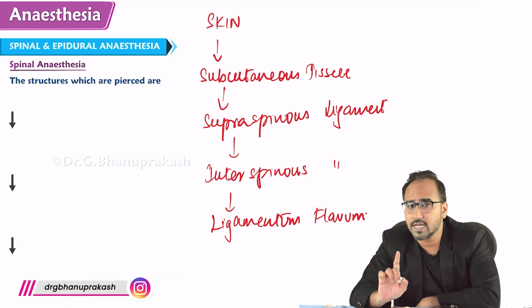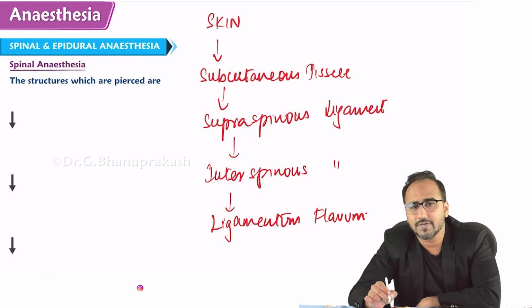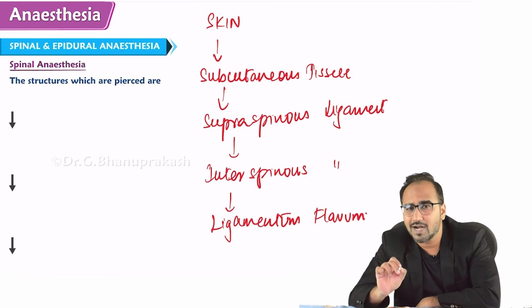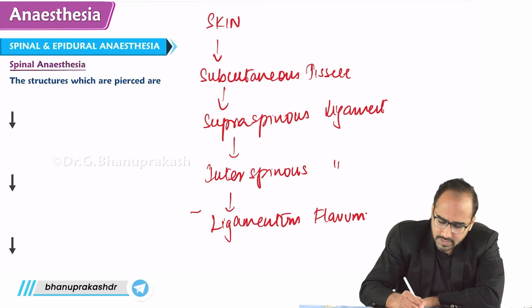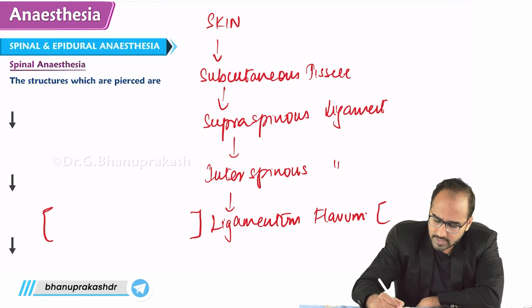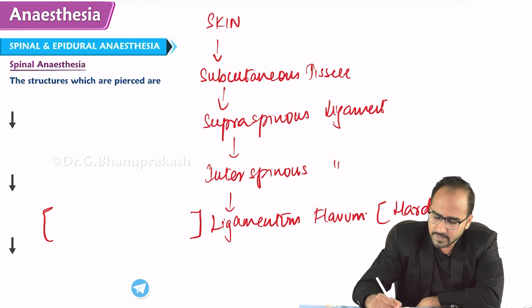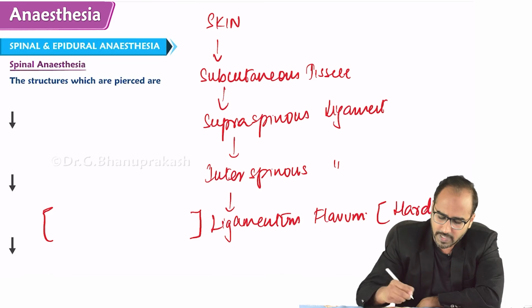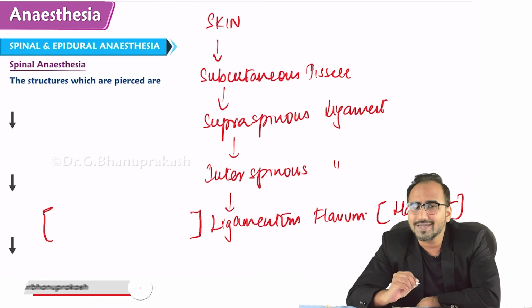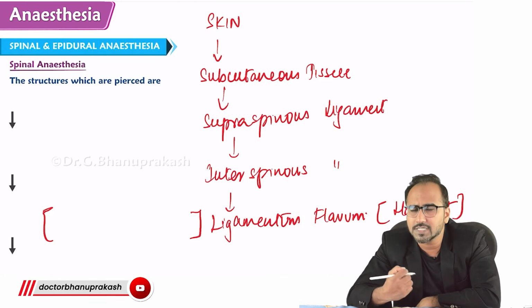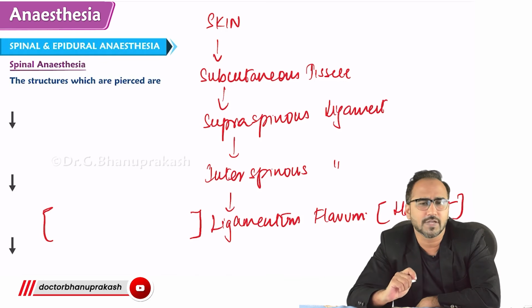It doesn't mean that it is the last layer. Just look over here. What is the importance of ligamentum flavum? Ligamentum flavum is thought to be the hardest or the toughest ligament in spinal anesthesia. It is regarded as the hardest or toughest ligament in spinal anesthesia. Once your needle pierces the ligamentum flavum, you will come to know that I have pierced ligamentum flavum.